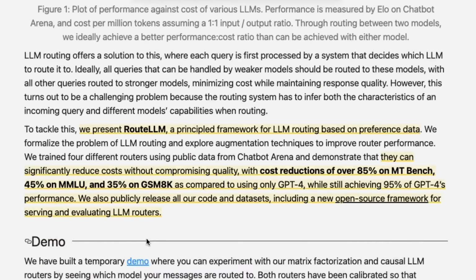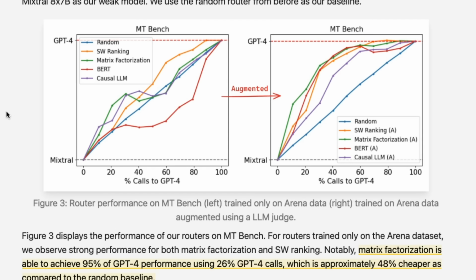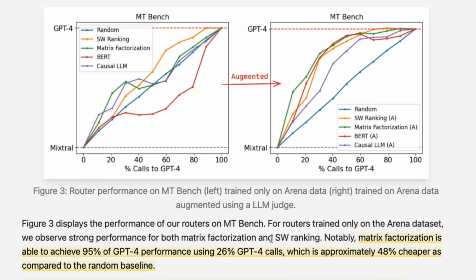When they train this up on just the dataset pairs that they have themselves, they get out a model. But then what they also worked out that they could do was augment this data. So basically, they could use GPT-4 to be like a human judge as well. And that turns out to work quite nicely: when you then train up your models on this augmented data as well, almost all of them improve. And this matrix factorization seems to do really well. This is where they're using the model to predict, and it ends up using GPT-4 26% of the time, and I guess the other model the rest of the time. And that turns out to be half as cheap as just going for a random baseline for doing this.